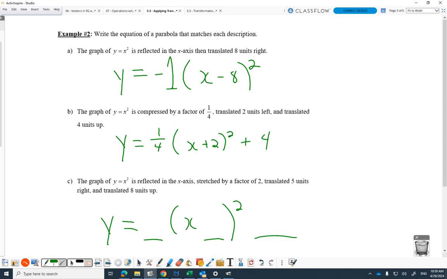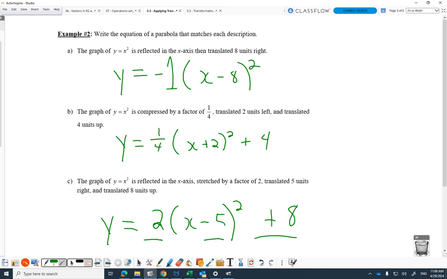Which of these 3 numbers is easiest to come up with? I really believe there's a right answer here. The vertical translation, I think, is the easiest one to come up with. So you just look and go, 8 units up. Stretch by factor 2, 5 units right. Which one's the next easiest? Factor 2, the vertical stretch, because it's just going to say vertical stretch by factor 2. And then 5 units right.